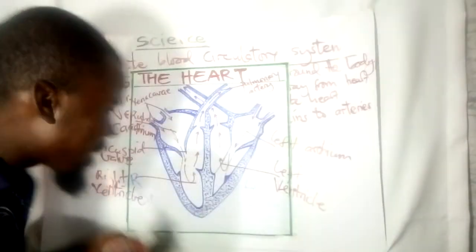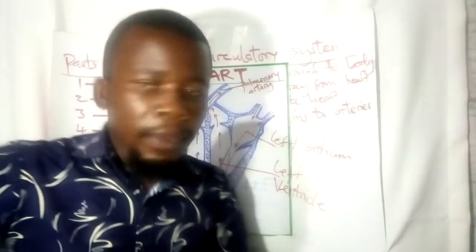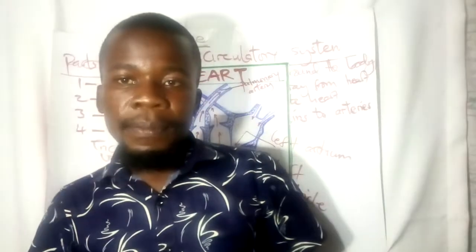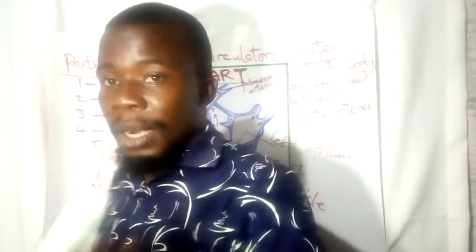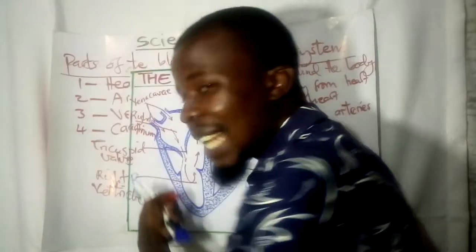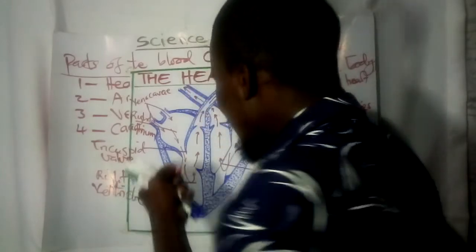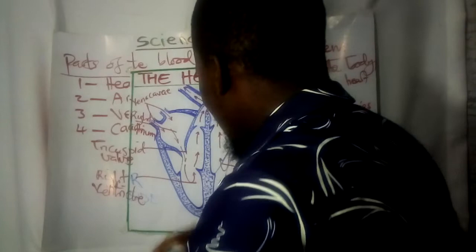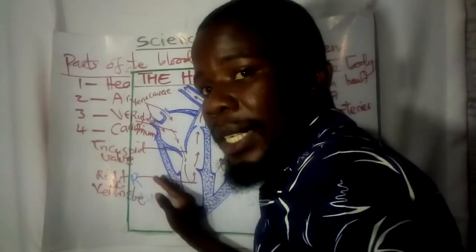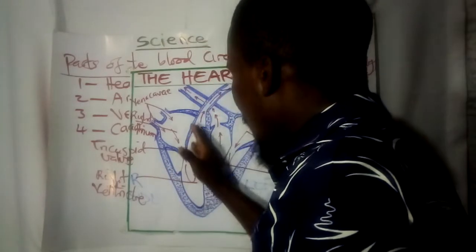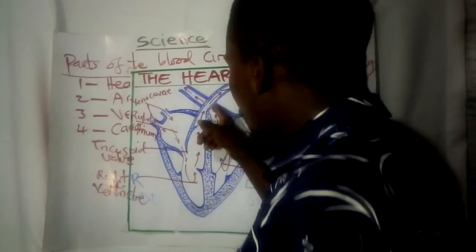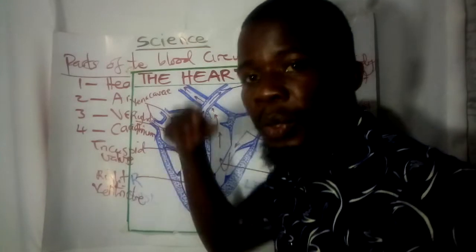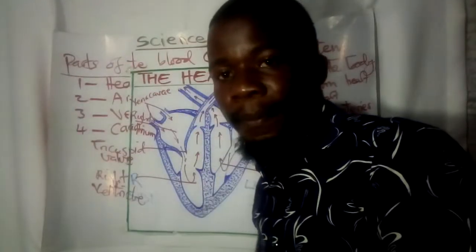And this blood that comes from all parts of the body goes to the lungs. All right? Remember, this blood is dark red in color. And it is pumped from the right ventricle and it goes out of the heart through the pulmonary artery. And where this blood goes, it goes to the lungs.